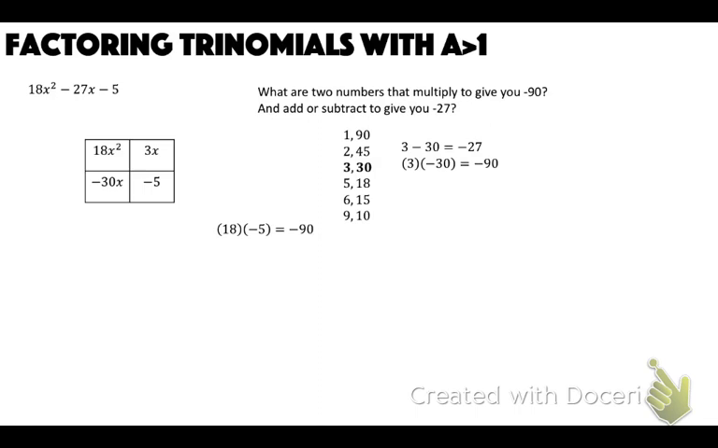And then we're just pulling out the GCF. So between 18x squared and 3x, oh, sorry, wrong way. Between 18x squared and negative 30x, I can pull out a 6x. Between 3x and negative 5, I can't pull out anything except for a 1. Between 18x squared and 3x, I can pull out a 3x. And between negative 30x and negative 5, I can pull out a negative 5. So then my factors end up being 3x minus 5 and 6x plus 1, which is the same thing I got when I did it the other way.